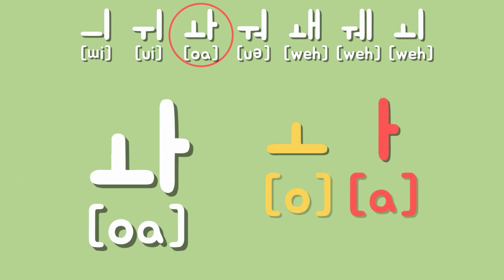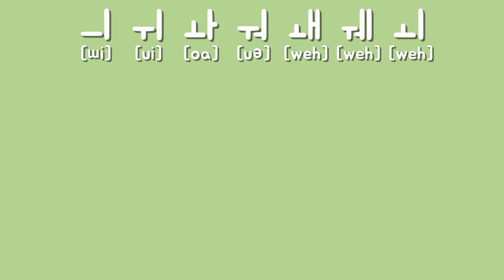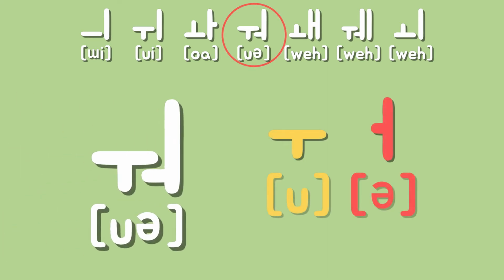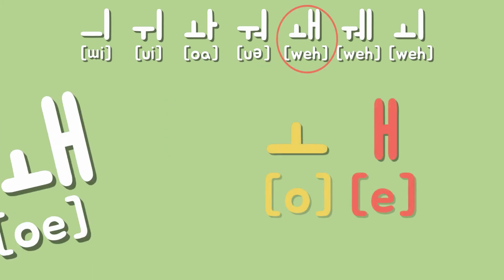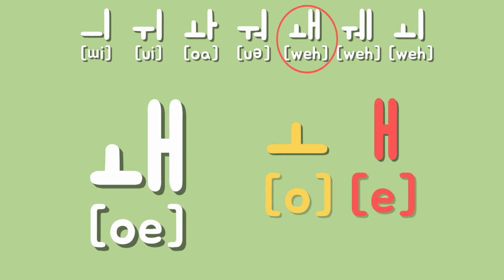Third one, 와. We have 오, 아, then 와. Okay, let's move on to the next one. 워. It is composed of 우 and 어. 우어, 워. The next vowel, 왜, is composed of the horizontal 오 and the vertical 에. Linking them together, we have 오에, and then prettify it, we have 왜.